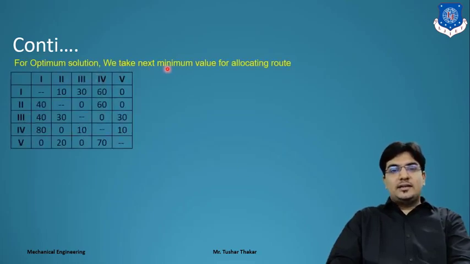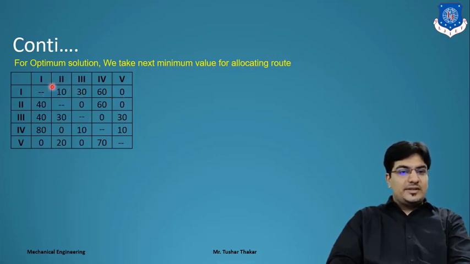For the optimum value we can take the next minimum value for allocating a route. The next minimum value in that respective row is 10, meaning after 0 the minimum value is 10. So from 10 we assign a route. At the first point I give one assignment, cancel out this 0 and this 0. At the second point we assign over here, cancel out this point and this point, right? At the third point 0. At the fourth point we give at 10, and at the fifth point we give over here. So now check.